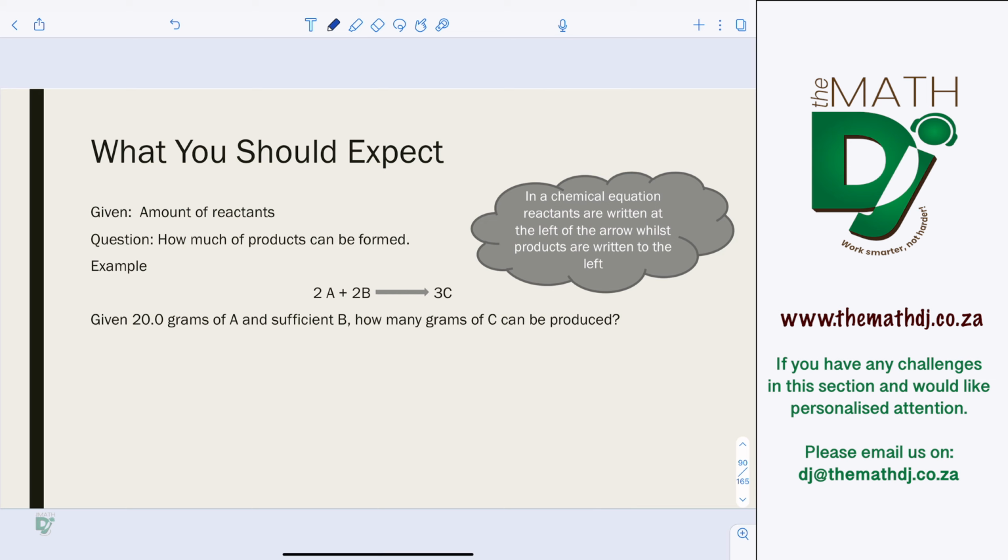In a chemical equation, reactants are written on the left and products are written to the right. Here it is supposed to be to the right; it was a typo. So these are the products and these are the reactants. This is the standard: reactants on the left and products on the right. This is how we should do it.